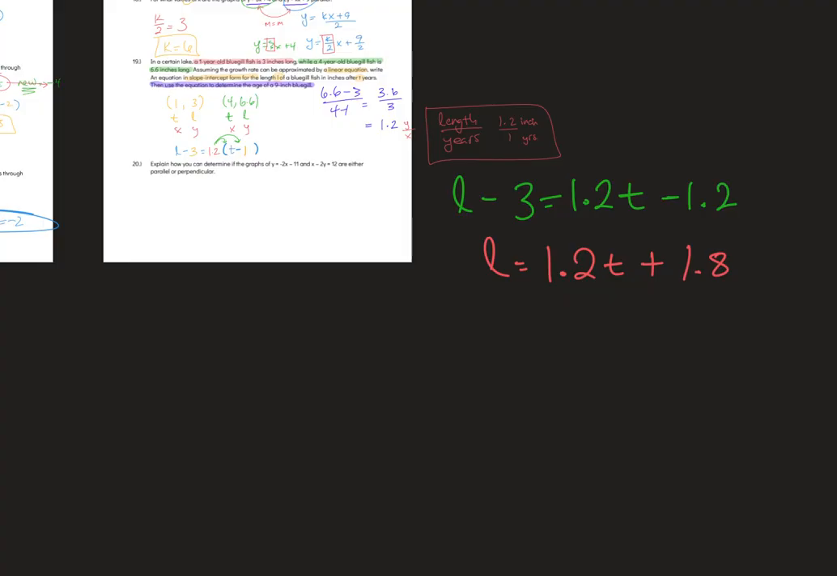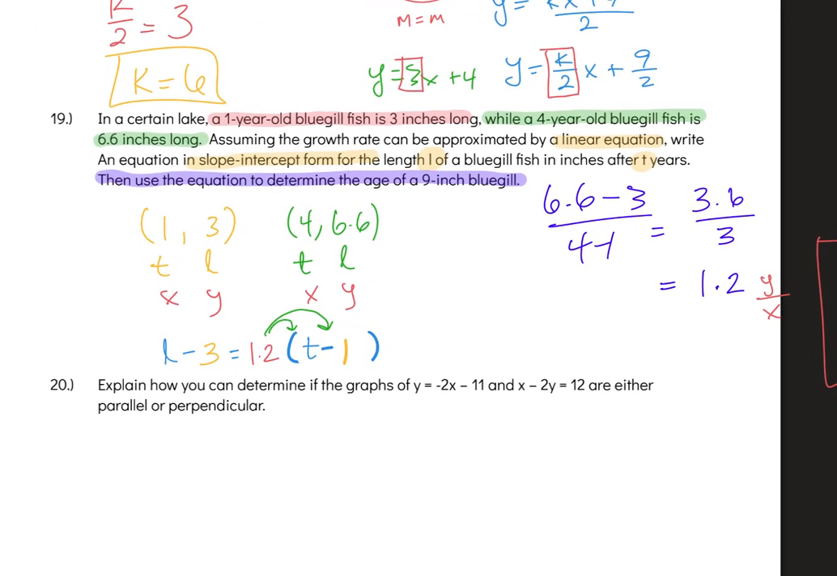So, let's see if any of this makes sense. What we're saying here is that a fish that's just born, 0 years old, is 1.8 inches long. And that sounds okay, given that a 1-year-old is 3 inches long. And, okay, so we have done everything.